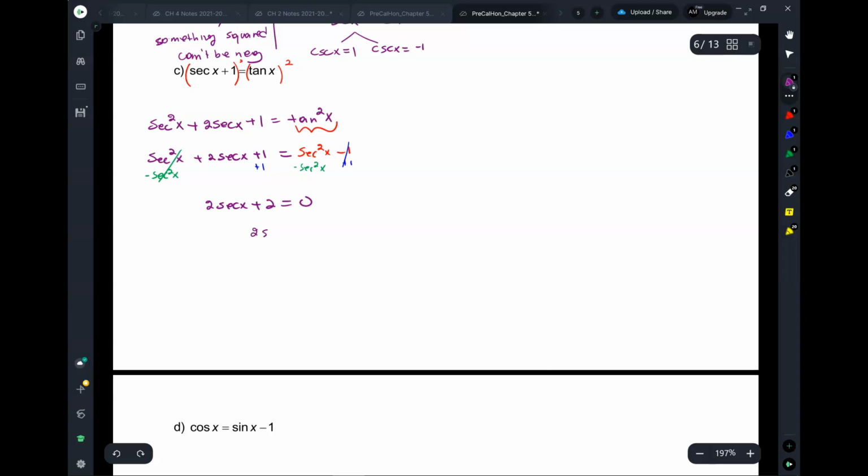So 2 secant x is equal to negative 2. Secant x is equal to negative 1. Which means cosine x is equal to negative 1. And if cosine is the x-axis, okay, so here x is 1. When I go here, x is 0. When I go here, x is negative 1. So this is pi.